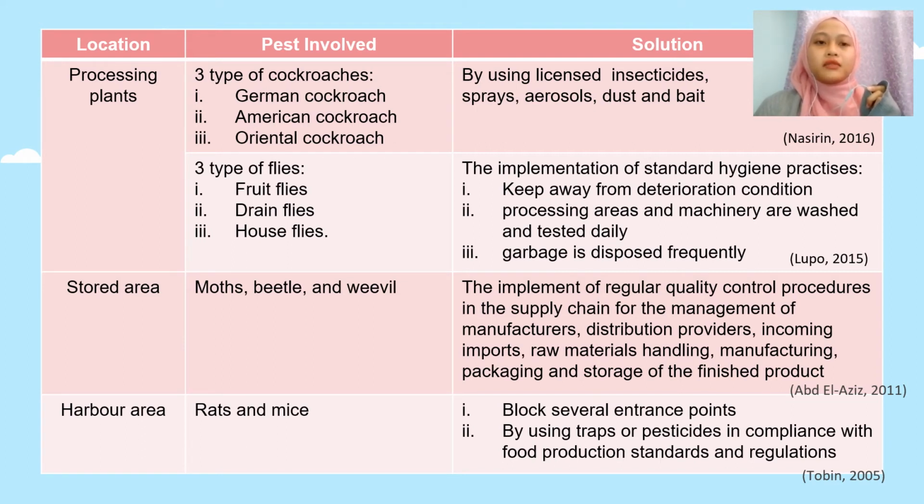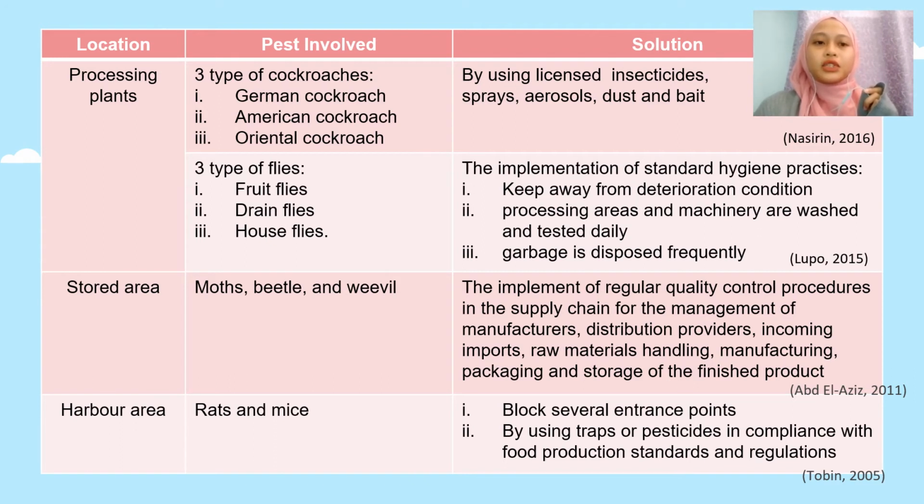Okay, next is in stored area. Usually the pests involved are moth, beetle and weevil. So the solution is by the implementation of regular quality control procedures in the supply chain of the management of manufacturers, distribution providers, incoming imports, raw material and many more.